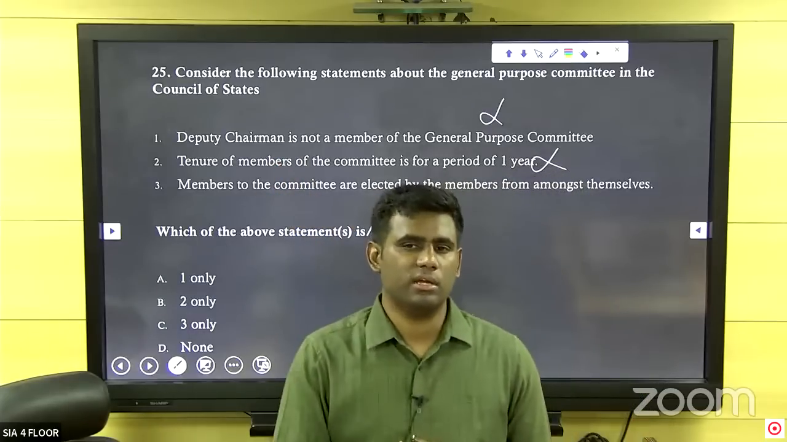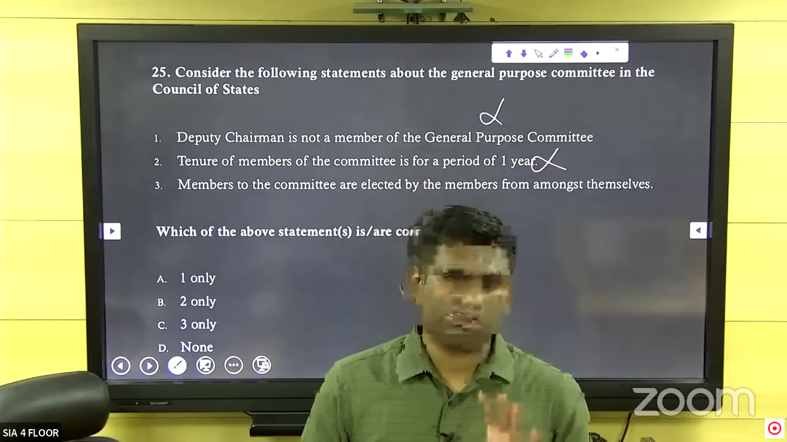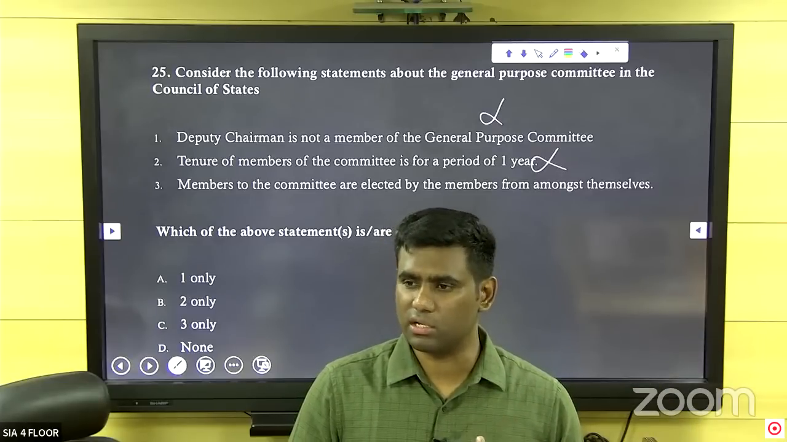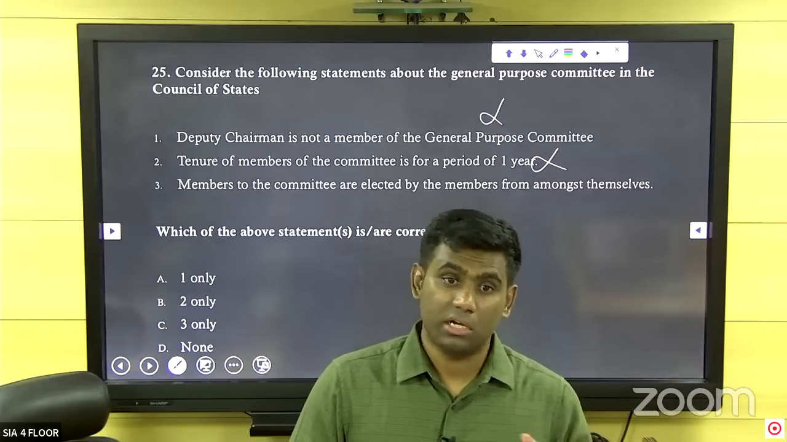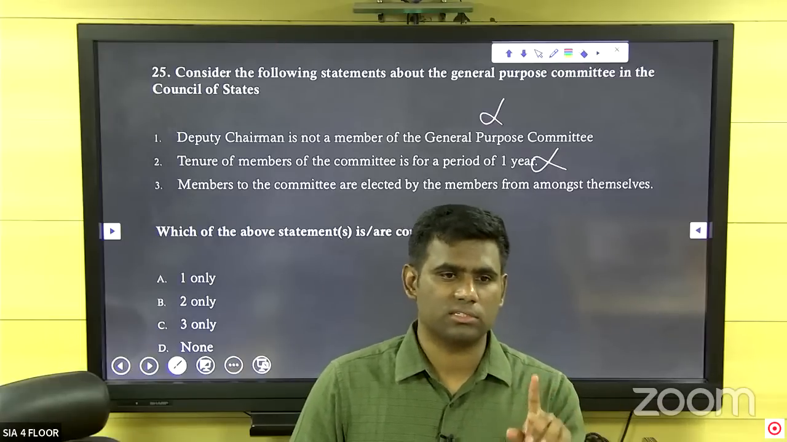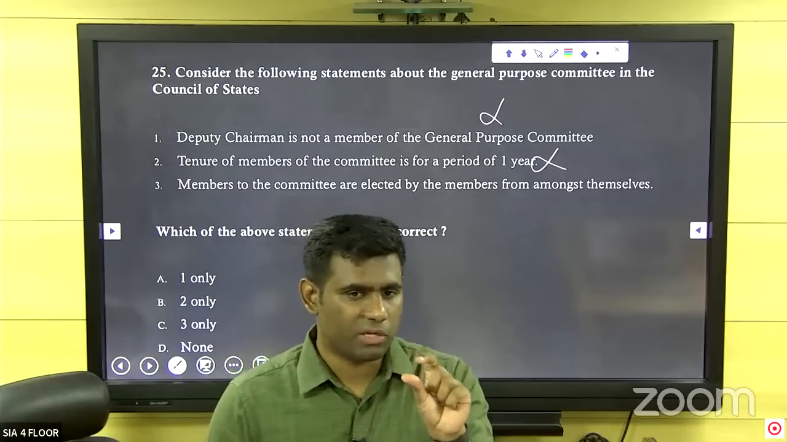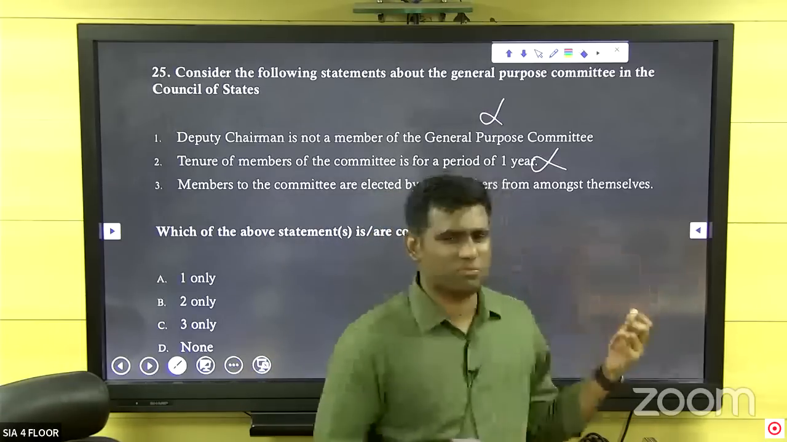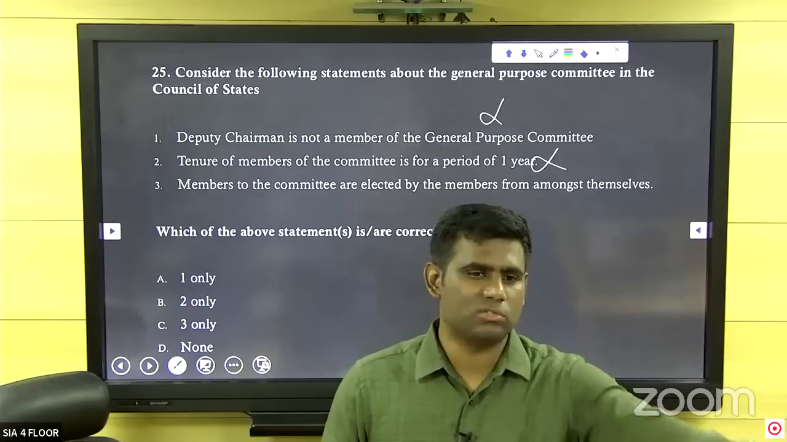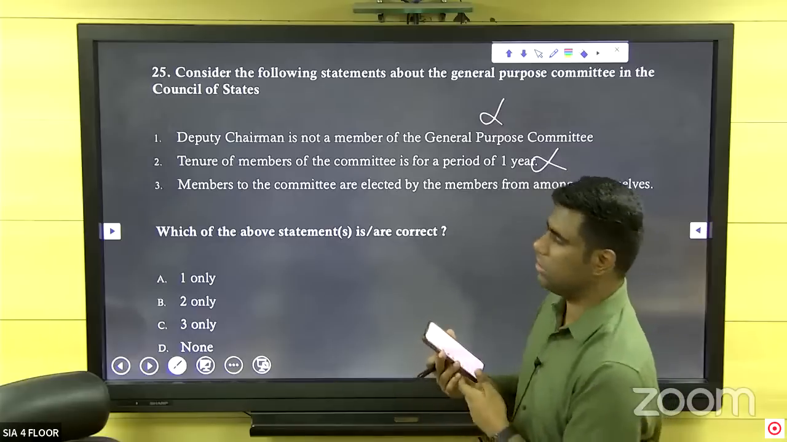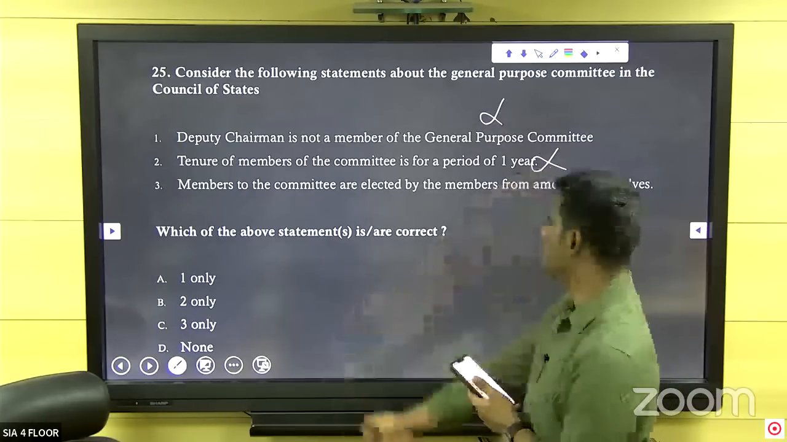It is usually those committees which hold the government accountable for its actions that have a membership of 1 year, like PAC, the Department Related Standing Committees, and the Committee on Government Assurances. In all those committees, you will have a fixed tenure. But when it comes to committees regarding making rules for the House, like the Business Advisory Committee, we don't have a fixed 1 year membership. So it's not for a period of 1 year.